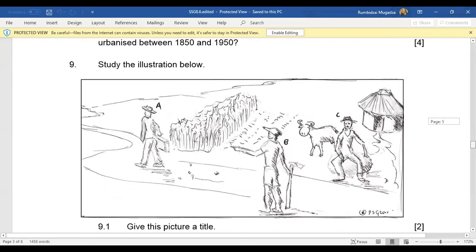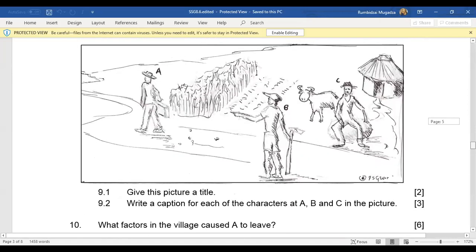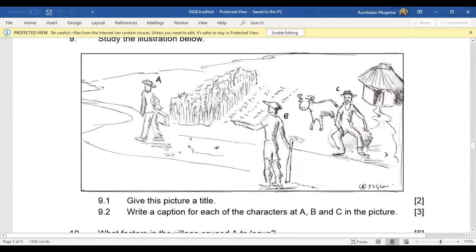Let's try out number 9. Can you see this picture? They are saying on 9.1, give this picture a title. Which title are you going to give this picture? Remember, we're talking about settlements, migration, and so forth. So which title can you give to this picture?